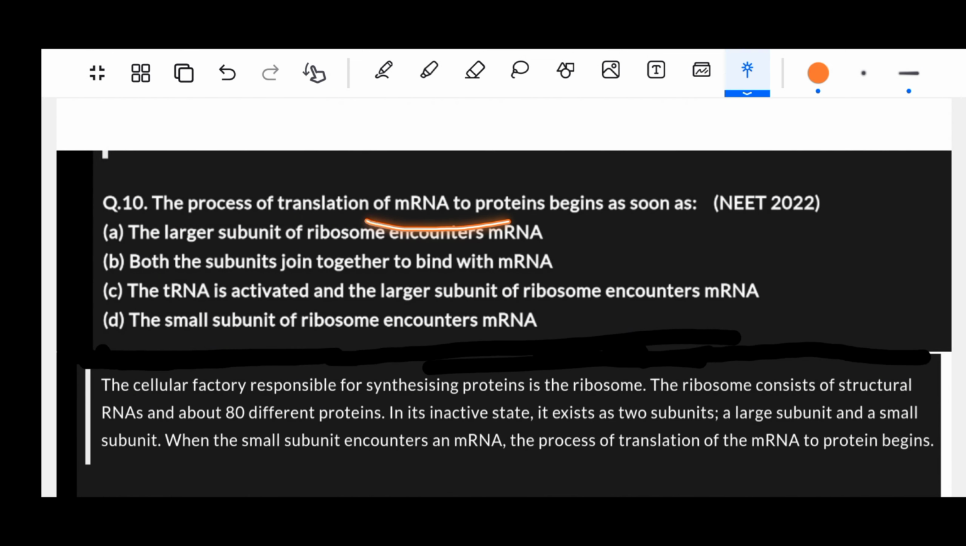The process of translation of mRNA to protein begins as soon as which subunit of ribosome encounters mRNA? The largest subunit of ribosome encounters mRNA. Both the subunits join together to bind with mRNA. The tRNA is activated and the largest subunit of ribosome encounters mRNA. The small subunit of ribosome encounters mRNA. The cellular factory responsible for synthesizing proteins is the ribosome. The ribosome consists of structural RNA and about 80 different proteins. In its active state, it exists as two subunits, a large subunit and a small subunit. When the small subunit encounters an mRNA, the process of translation of mRNA to protein begins. So option D, the small subunit of ribosome encounters mRNA, is the right answer.